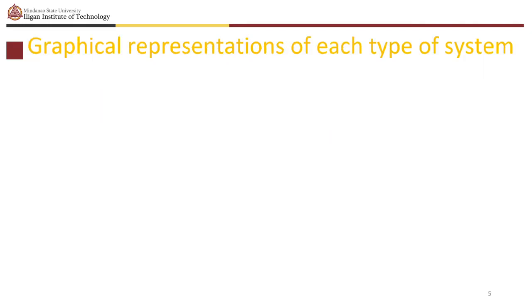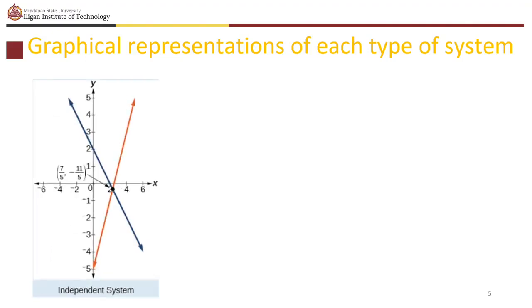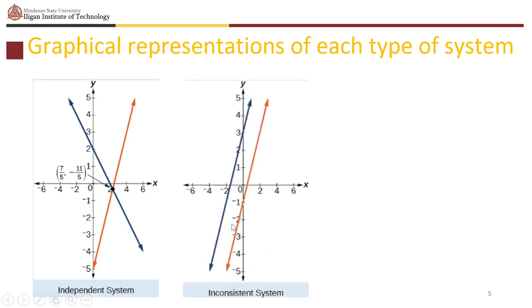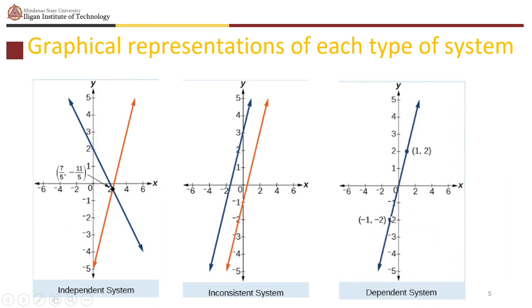Now there is what we call the graphical representation of each type of system. This is the independent system, wherein we have one point of intersection, which is the solution set. We also have the inconsistent system, wherein we have two parallel lines, so there is no solution. And the last one here is the dependent system, wherein the solutions are infinite because they are exactly the same line.